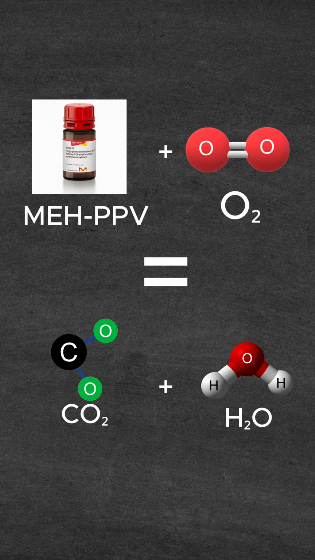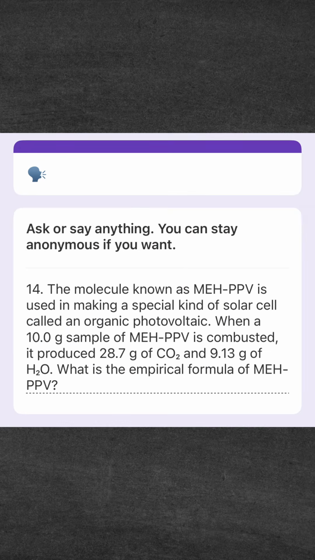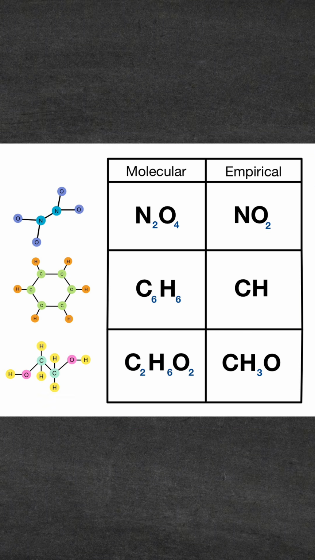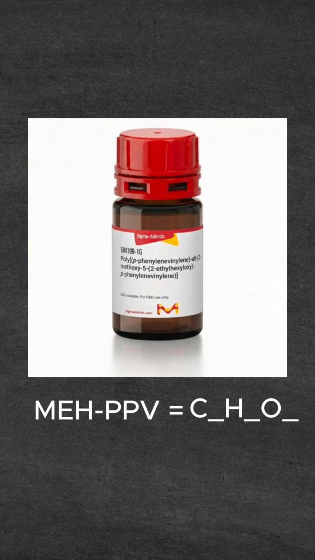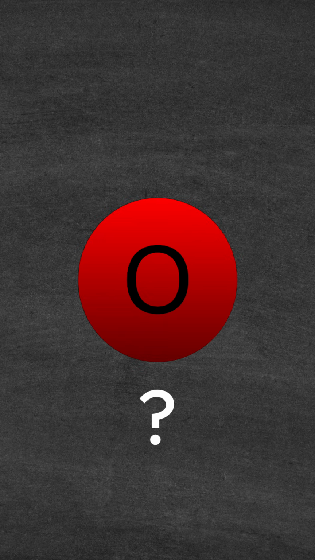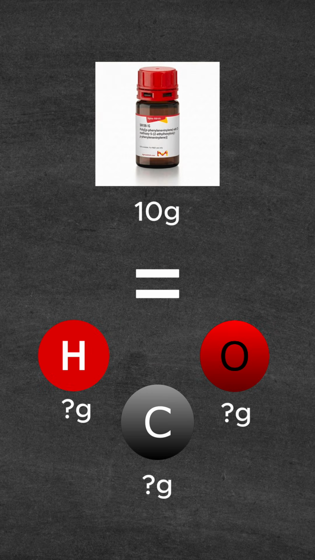So we know that all of the carbon and all of the hydrogen in the products came strictly from MEH-PPV, but at least some of the oxygen came from the O2. So let's remember our goal. We're trying to find the empirical formula, which is the atomic ratio of the elements expressed as the smallest whole numbers. So we need to find the moles of each element for the atomic ratios. But since we don't know how much oxygen we have, we're going to use the difference of the weight of MEH-PPV and how much carbon and hydrogen we have to find how much oxygen we have from MEH-PPV only.